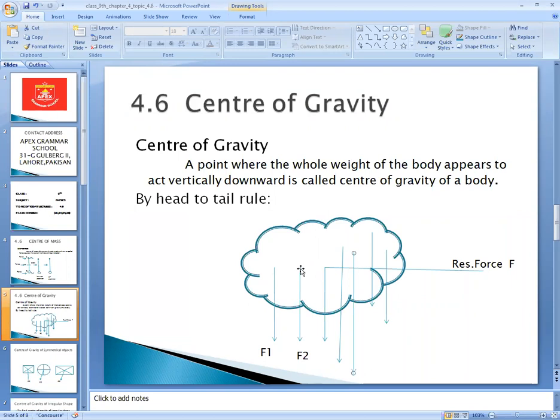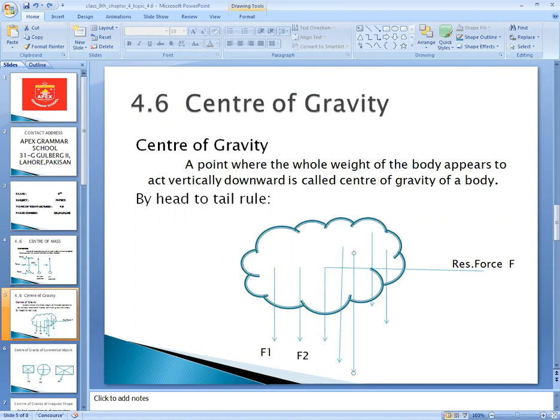The weight of this particle is acting downward, the weight of this particle is acting downward, and similarly the weight of this particle is acting downward. So these are also parallel to each other.